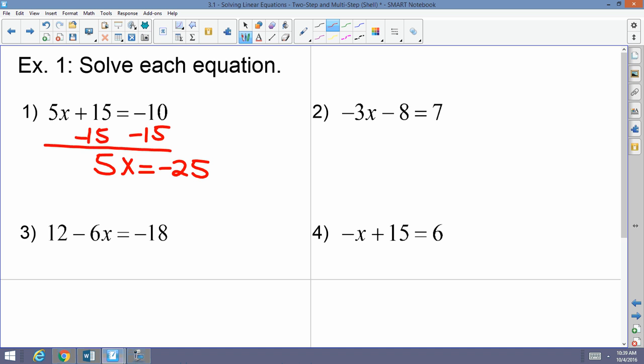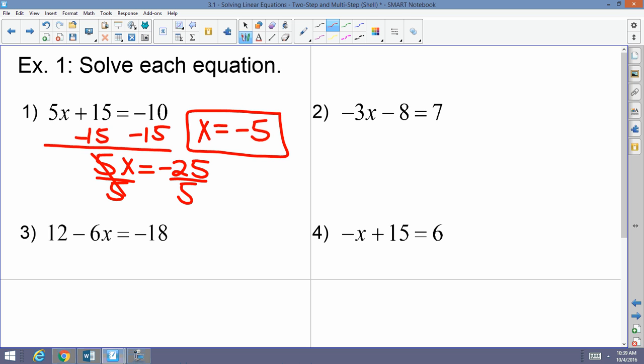So now in this case, what's the relationship between 5 and x? Are they being multiplied or divided? No, they're being multiplied. But I get you, but you got to divide to cancel that out. So I'm going to divide by 5 to both sides. And x will equal negative 5. Make sense? Okay.